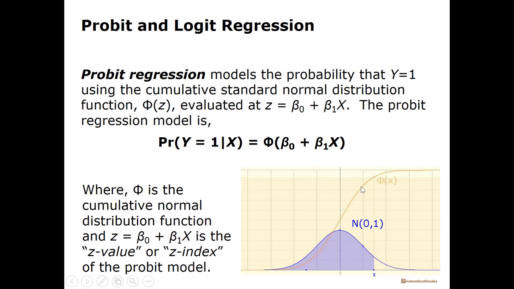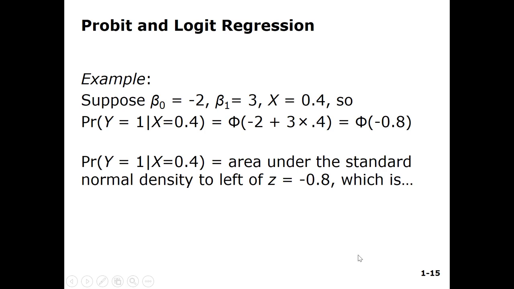Because we cannot use the cumulative normal distribution in estimating the probabilities directly, we usually rely on the standard normal distribution, because this allows us to pin down the z values, and probabilities can be looked up in the z table. So let's look at an example here.